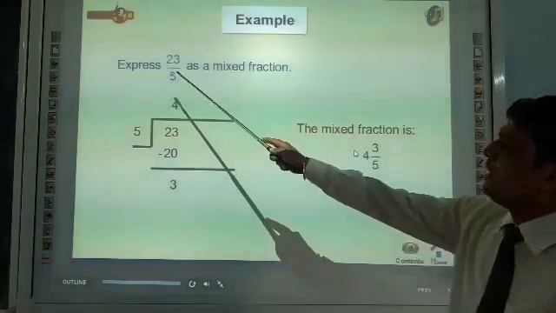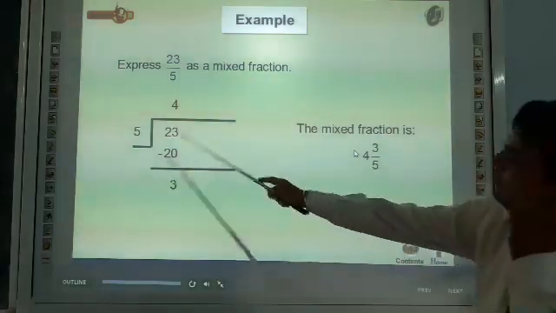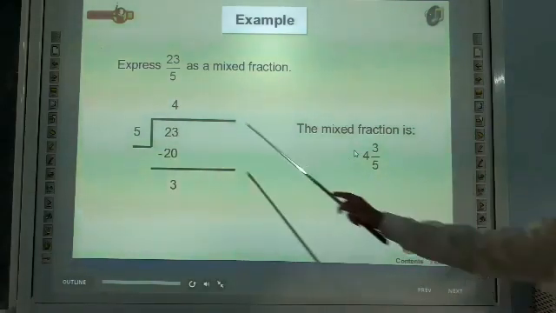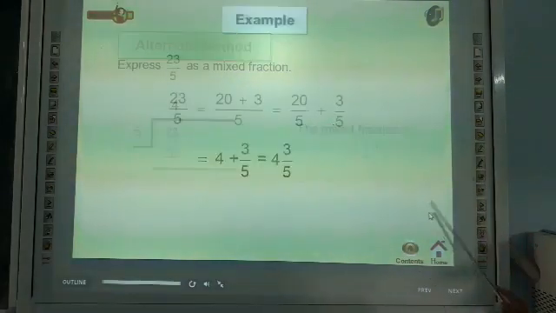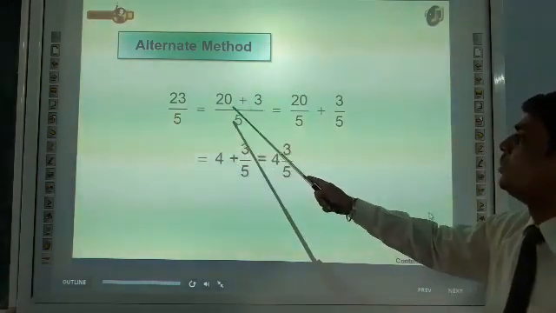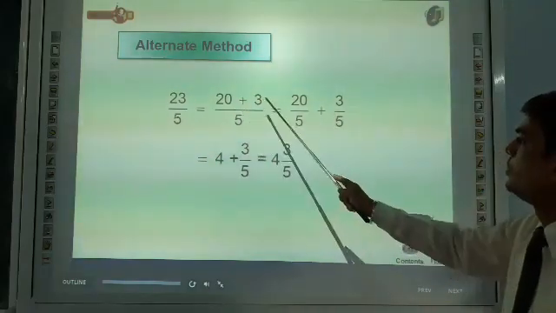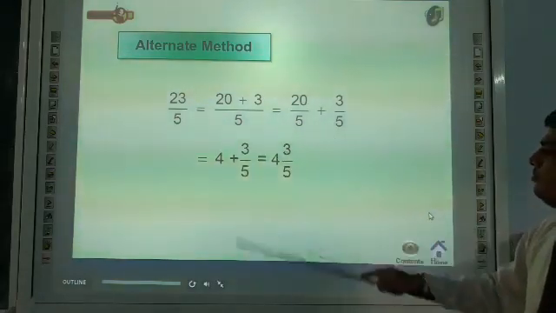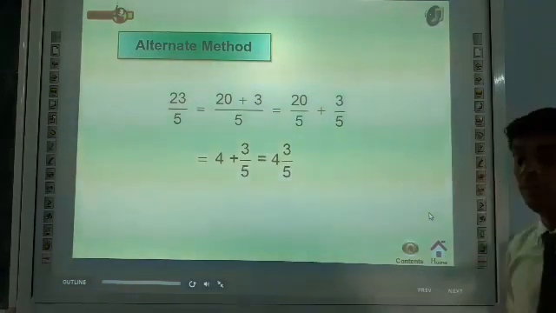Now second example, express 23 upon 5 as a mixed fraction. 5 4s are 20, remainder is 3. The mixed fraction is 4 3 by 5. Alternate method: 23 upon 5 is equal to 20 plus 3 upon 5, which is equal to 20 upon 5 plus 3 by 5. 5 4s are 20, plus 3 by 5. Mixed fraction is 4 3 by 5.